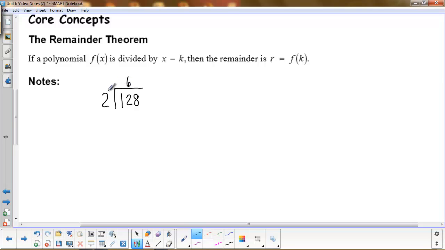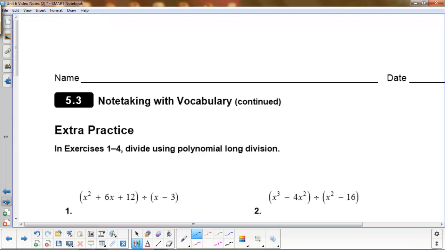I multiply 6 times 2 to get 12. I subtract and I bring down the next number. I ask myself, 2 goes into 8 how many times? And then I multiply 2 times 4 to get 8. I subtract, my remainder is 0. So that is the process by which we're going to be doing long division today, and synthetic division a little bit later as well. All right, let's do some examples so that you can see how this works.